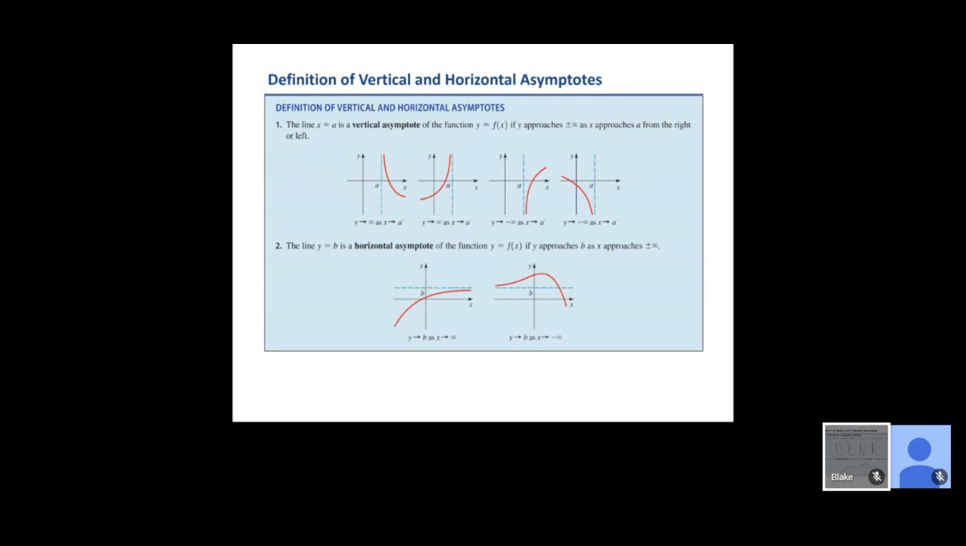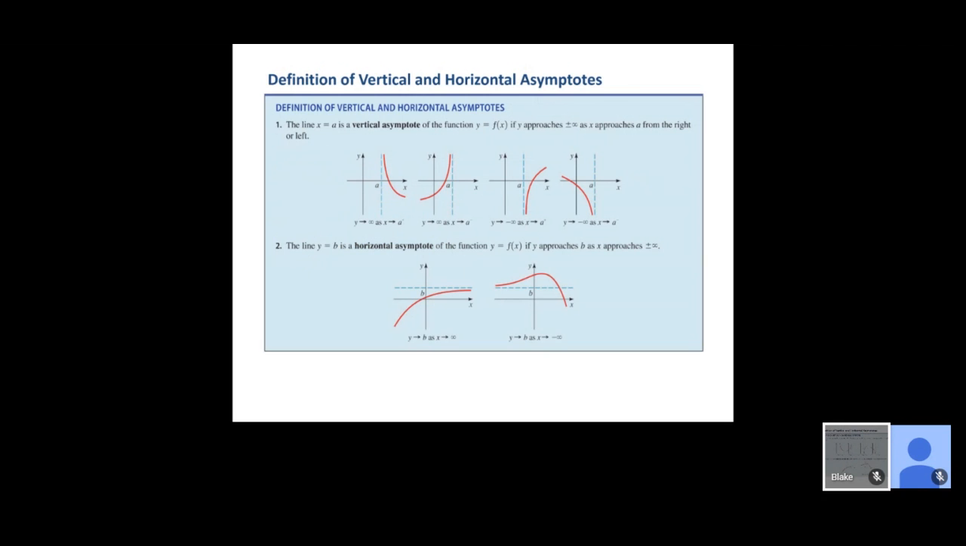All right, now definition of vertical and horizontal asymptotes. Okay, so the line x equals a is a vertical asymptote of a function y equals f of x if y approaches positive or negative infinity as x approaches a from the right or the left. Okay, so it is possible in this case that from one side we have an asymptote and there's nothing on the other side. So you could be approaching from the left, you could be approaching from the right, you could be approaching from both sides. Okay, so that would also be considered an asymptote if as you go towards that x value, your graph goes either towards positive infinity or negative infinity.